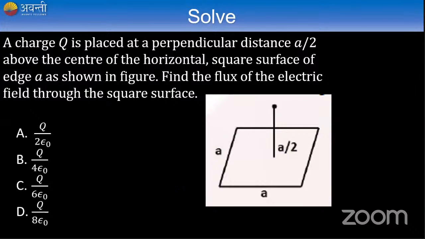So guys, there is only one simple trick. If you get to know this, you'll get the answer very easily. So what were the two conditions for application of Gauss's law? If you know that, your answer is ready.